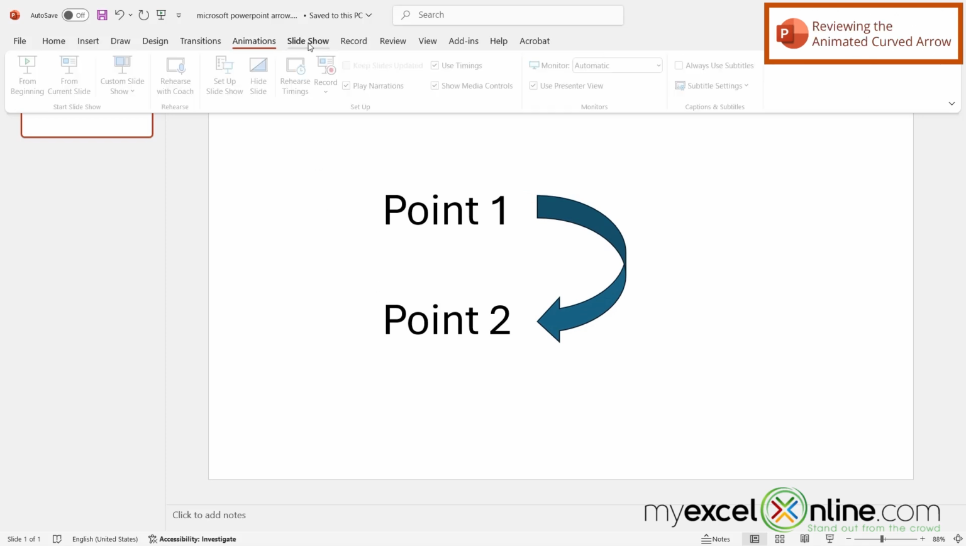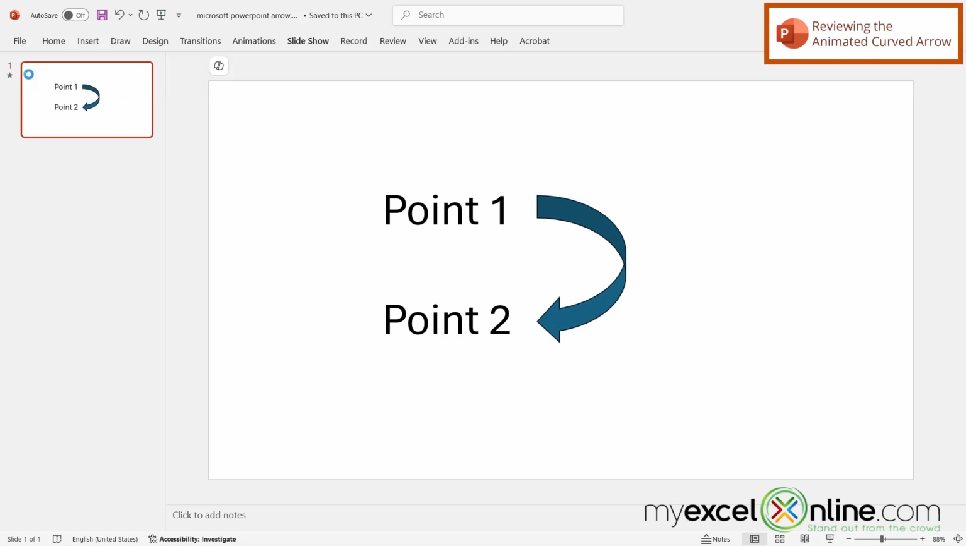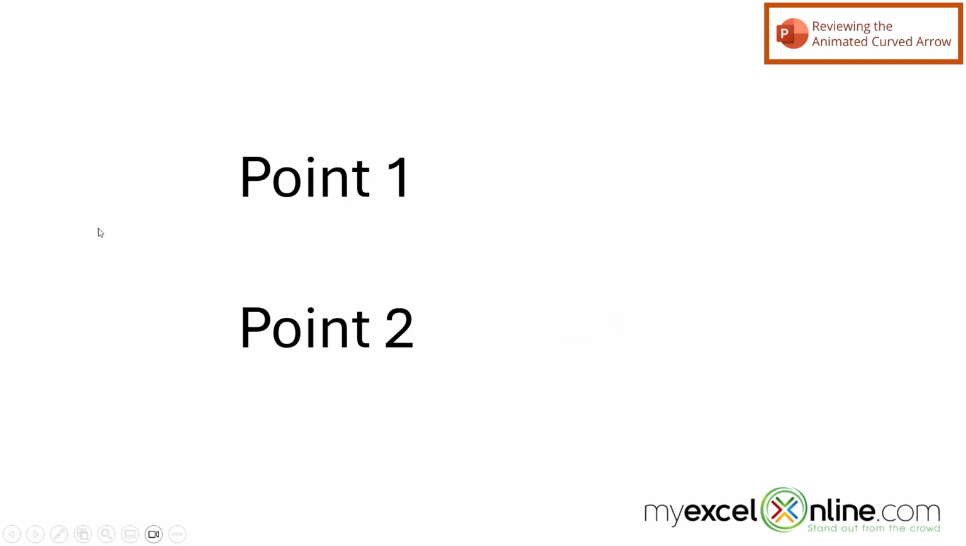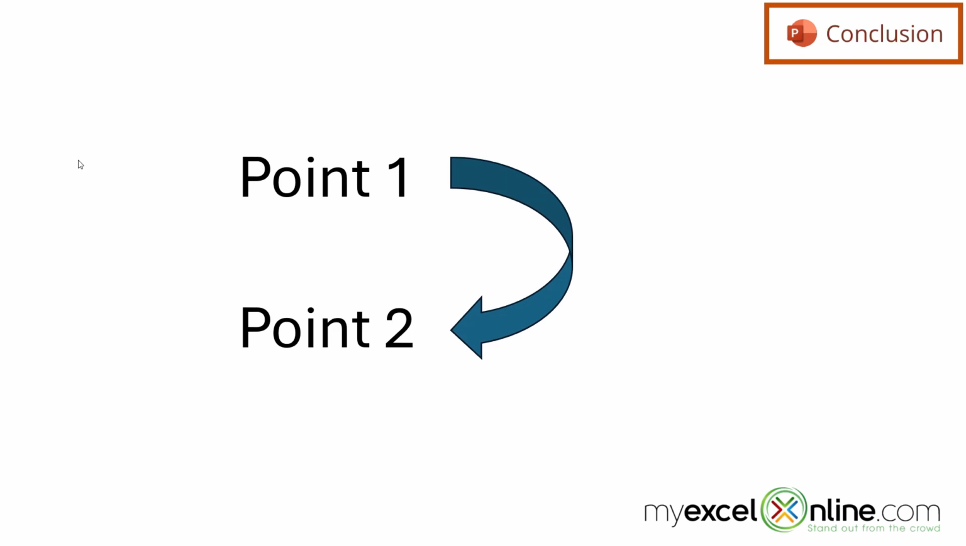So now when I go to slideshow and go to from beginning, I can see that my points are on the screen. And then when I click, my curved arrow has now been wiped onto the screen with the animation.